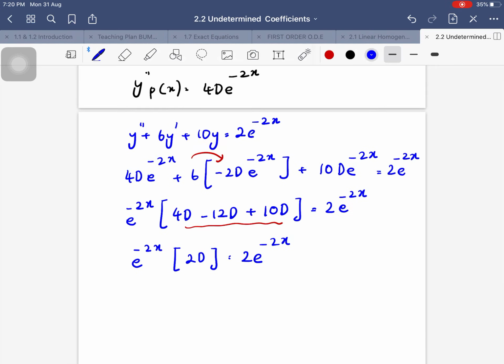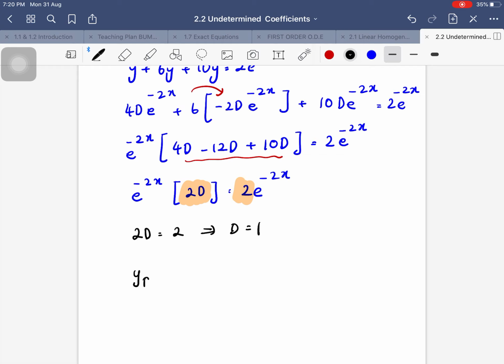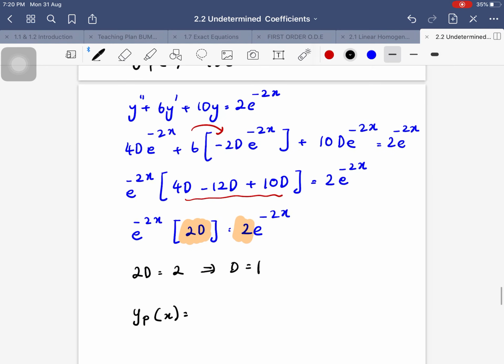So now it's going to be super easy to compare and find the value of d. The coefficient on the left hand side is 2d, and the coefficient on the right hand side is 2, so straight away upon comparison we can tell that 2d is going to equal 2, so my d value is going to equal 1. So that's my d value. Now that I already know my d value, I can substitute into my yp. So my yp of x is going to equal d, which is 1, so exponential of negative 2x, that's my yp.